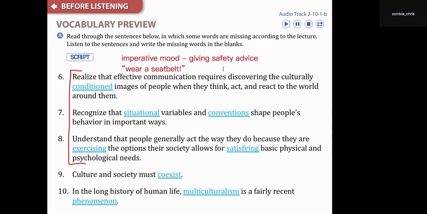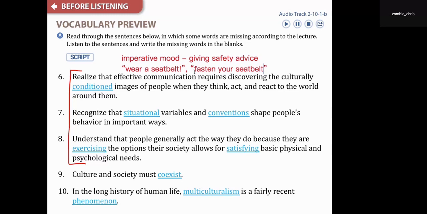So, for example, wear a seatbelt. This is the imperative. Or stop smoking, or no smoking here. So when we remove the pronoun from a lot of these signs, warning signs that give safety advice, we will find just the verb and maybe a possessive, but we will never find a pronoun.